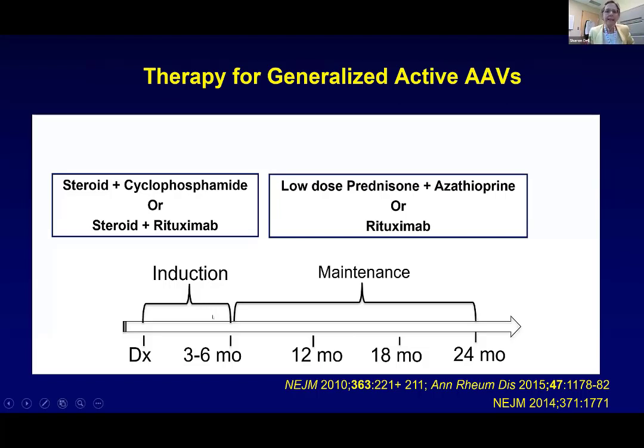So for vasculitides, the induction phase is typically the first 6 months of treatment. It used to be with high-dose steroids and cyclophosphamide. Now rituximab has been shown to be just as effective as cyclophosphamide. So certainly in children, our standard of care has changed to using steroid and rituximab for induction of remission. The next maintenance phase is typically for the next 24 months.